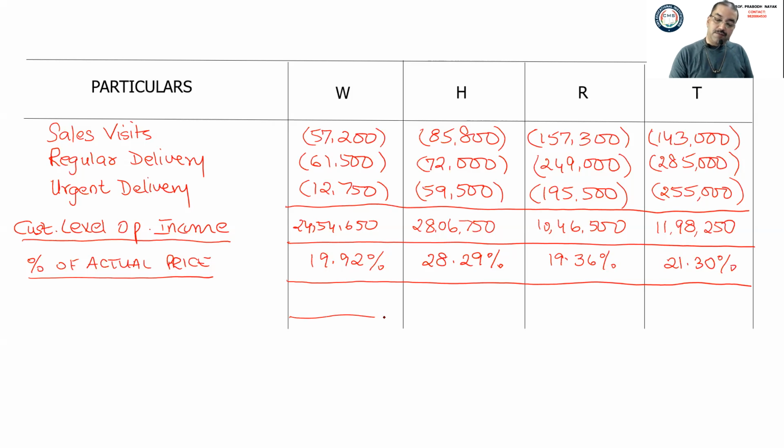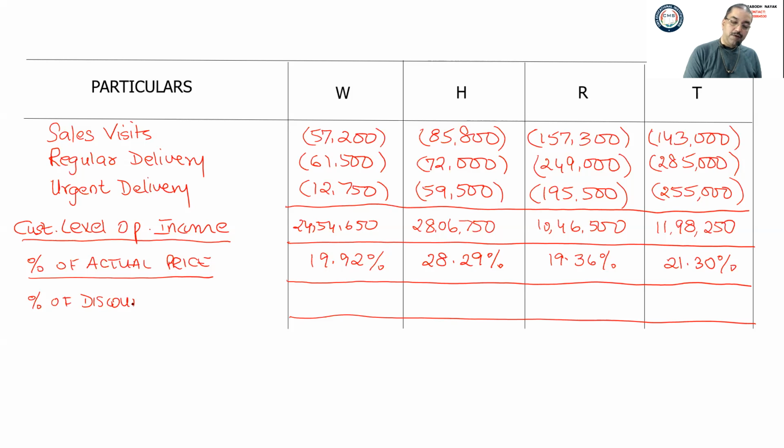So now do one more thing. Percentage of discount to list price. What are your discounting figures? First one, 52 lakhs 8,000, 30%. Yes, sir. 30%.